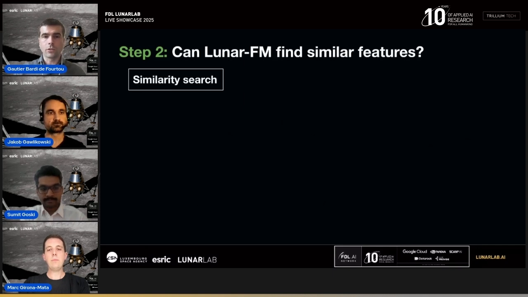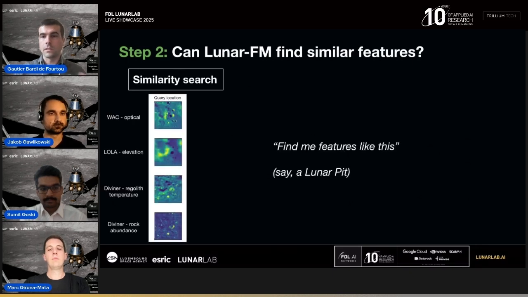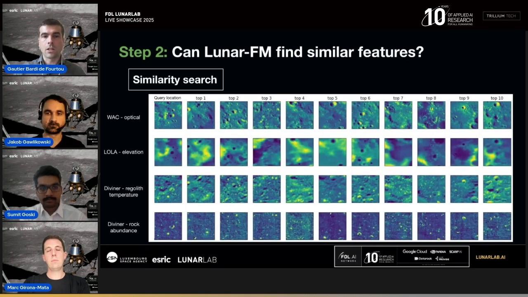To do so, we first run some similarity search using our embedding. For that, we start with a location that is interesting to us, let's say lunar pits or crater rim or any other location like the one we show on this first column. This represents our input query. Then our model outputs the top 10 closest locations on the moon within our embedding. As you can see here, those 10 different locations are quite close to the initial query, which shows that our embedding is meaningful.